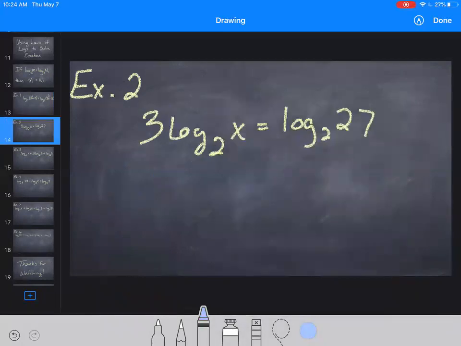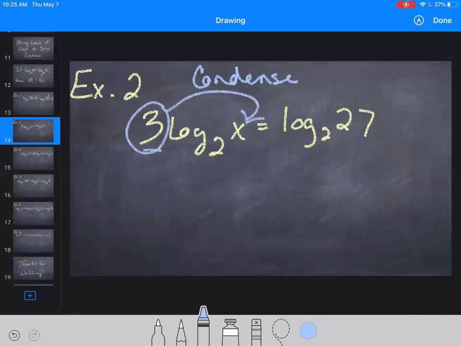On example 2, it says 3 log base 2 of x is equal to log base 2 of 27. Well, this is a log equal to a log, but there's a 3 in front that's messing us up. So we're going to make sure that we condense as far as we can. I know this 3 is really an exponent, so I'm going to put this 3 back on the x as an exponent. I get log base 2 of x cubed is equal to log base 2 of 27.